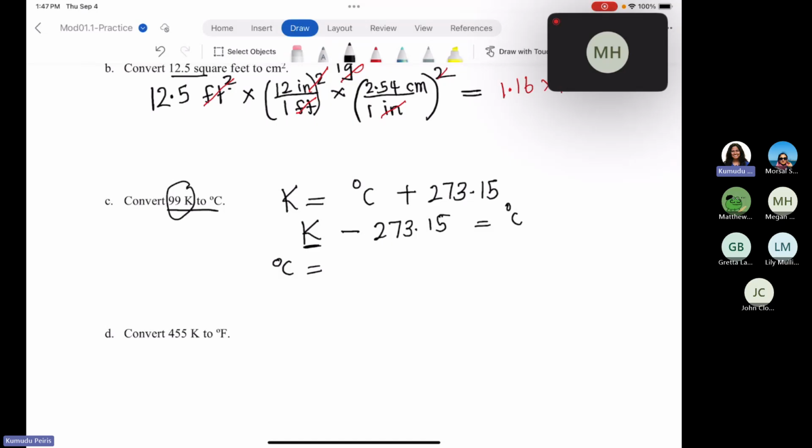So what is the answer given in Kelvin? It is 99 minus 273.15. So we will get a negative number. So that will be minus 174.15 degrees Celsius. Any questions?